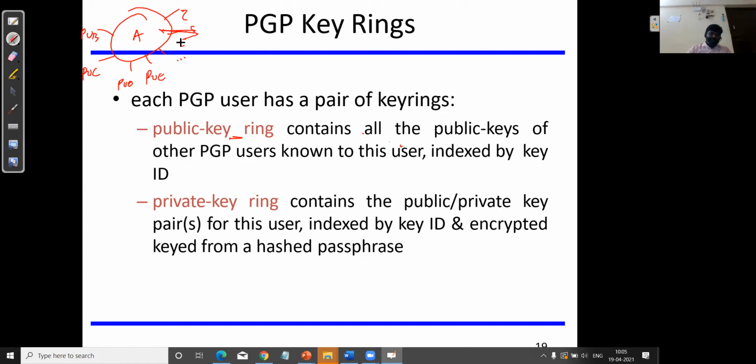Like that, you can have any number of users' public keys stored and maintained here in the public key ring. When we talk about the private key, it is the same user's private key, which is used for public key cryptography. Again, you will use a session key or secret key for symmetric encryption, and this is again stored in the form of an encrypted version.